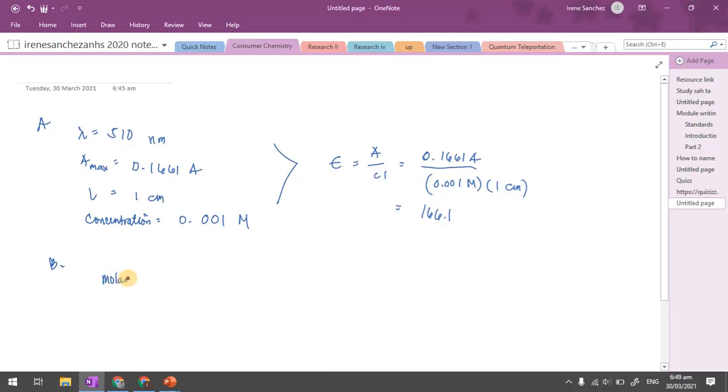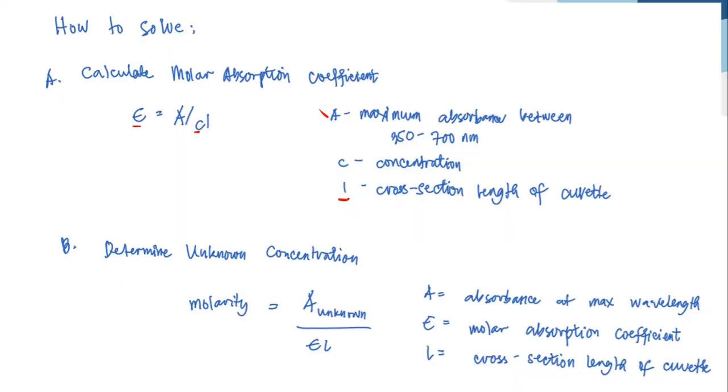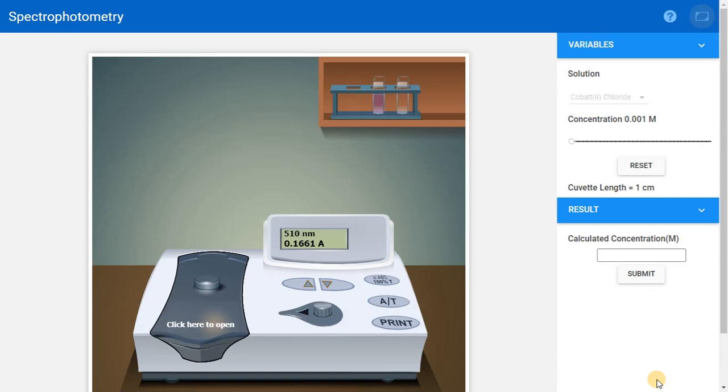Molarity, absorbance of the unknown over this. So the E stands for this one that we solved and L is the length. So very easy. It's just that we're going to know this absorbance of the unknown, the absorbance at maximum wavelength, and the molar absorption E. Solved this already. The L is the cross section length of the cuvette, which is 1 cm. So let's now go to the absorbance of the unknown. So we're done at this part.